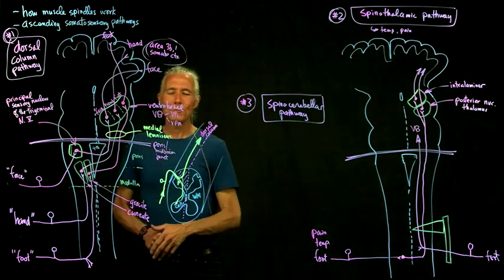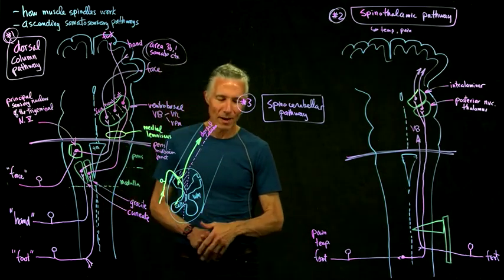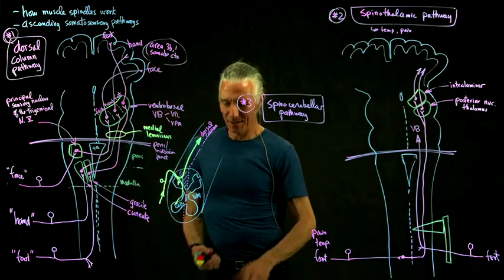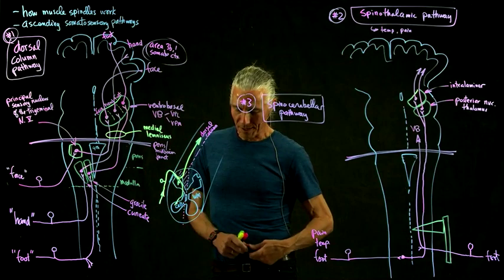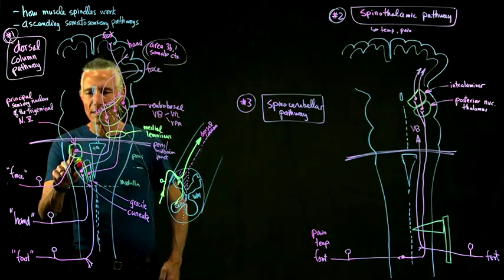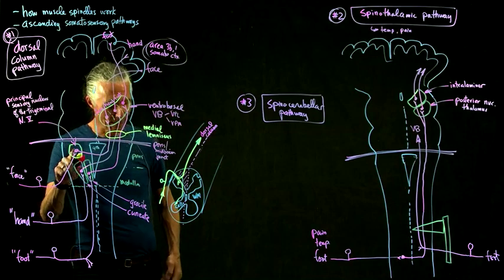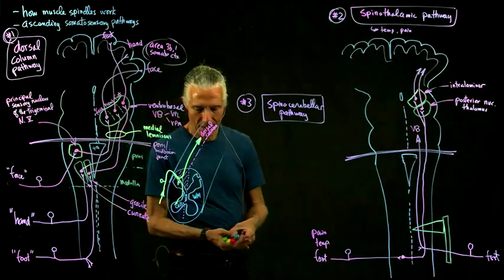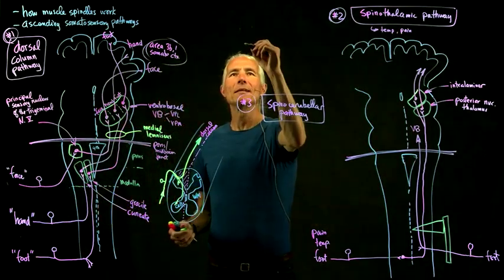So that's the two main ascending pathways. There's one other strange thing that I usually go over. You don't have to remember this, but if we look at this nucleus here, this principal sensory nucleus of the trigeminal. So let's draw that guy over here.